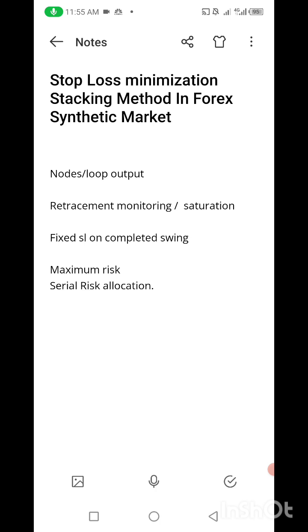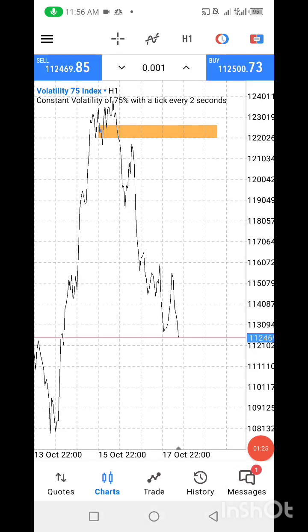These are the subtopics we're going to discuss: retracement monitoring, fixed SL on completed swing, maximum risk, and serial risk allocation. This topic is more practical, so I'm going to use MT5 for the complete application of these terminologies. This is the 1 hour time frame.